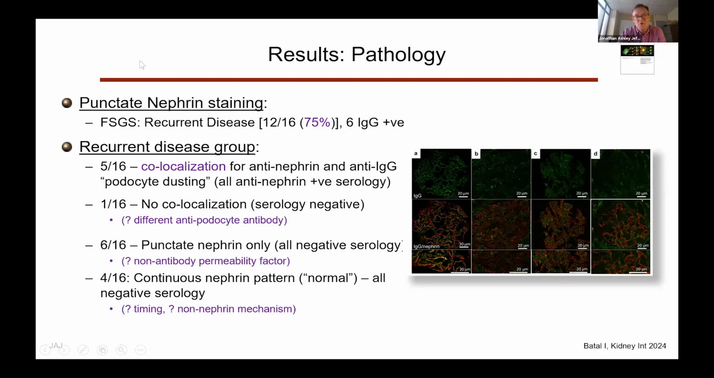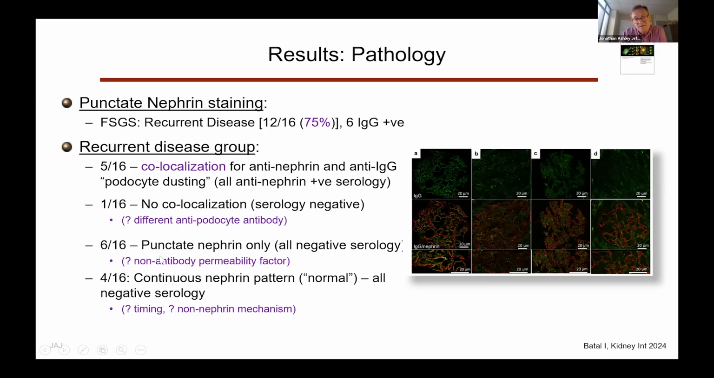The other thing this paper showed, which I find interesting, was looking at the pathology. Of the recurrent group, they were able to show punctate nephrin staining, so nephrin redistribution, in about 3/4. And they found different patterns of pathology. In 5 out of 16, they found what we might expect: anti-nephrin antibodies and anti-IgG, the so-called podocyte dusting, that co-localized. But in one of the group, there was no co-localization, again possibly suggesting that a different antipodocyte antibody might be involved in that patient.